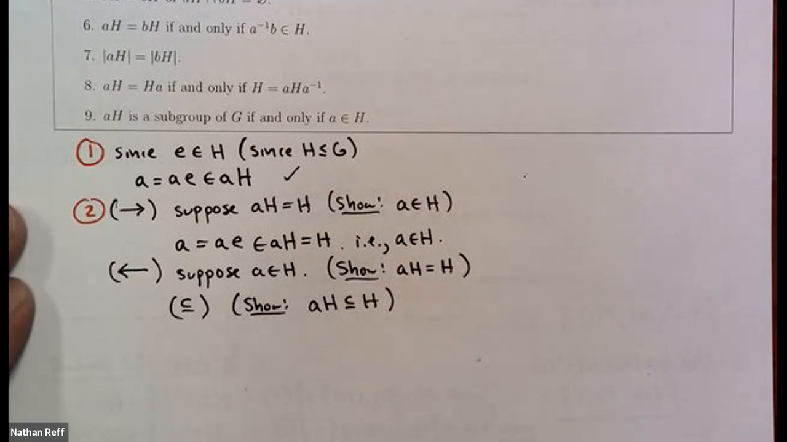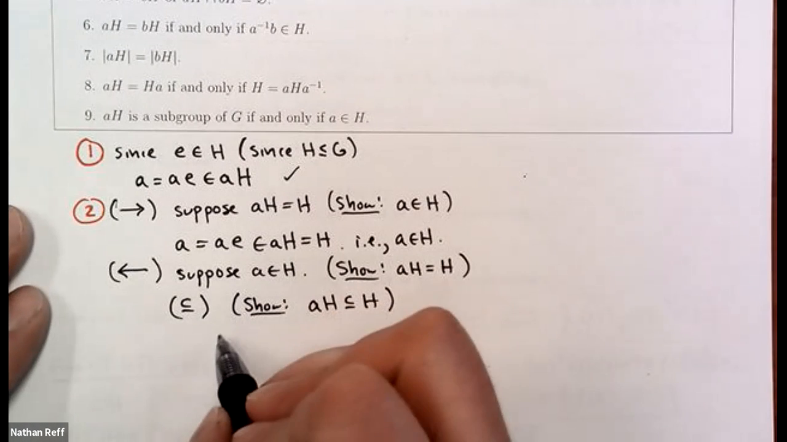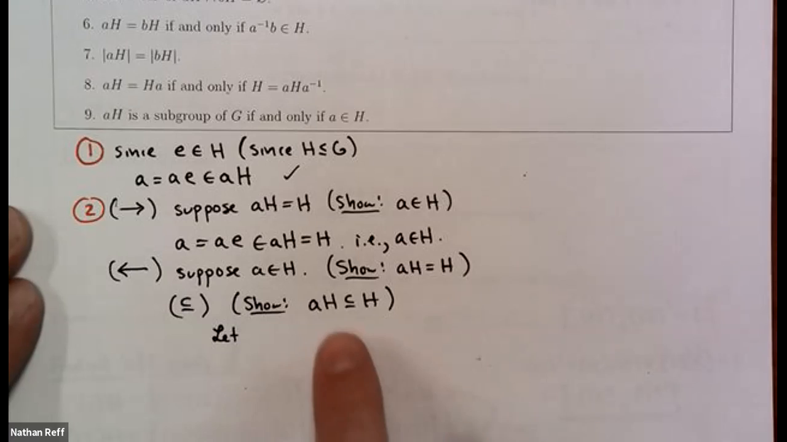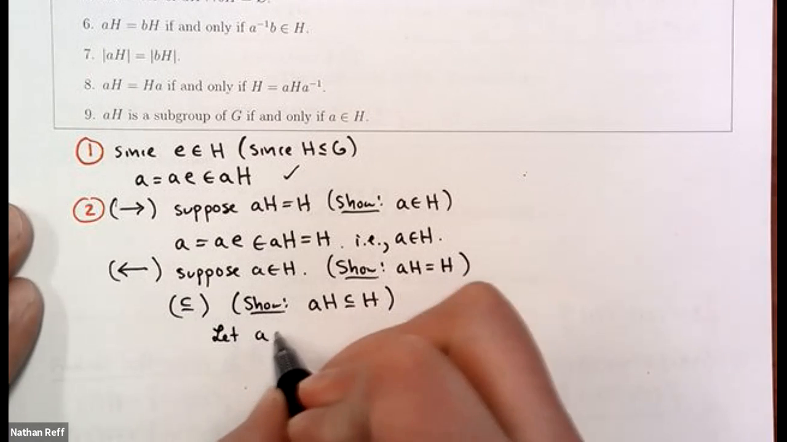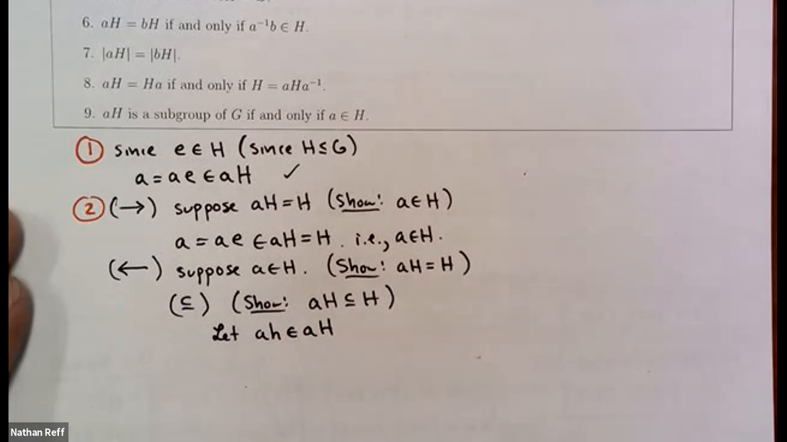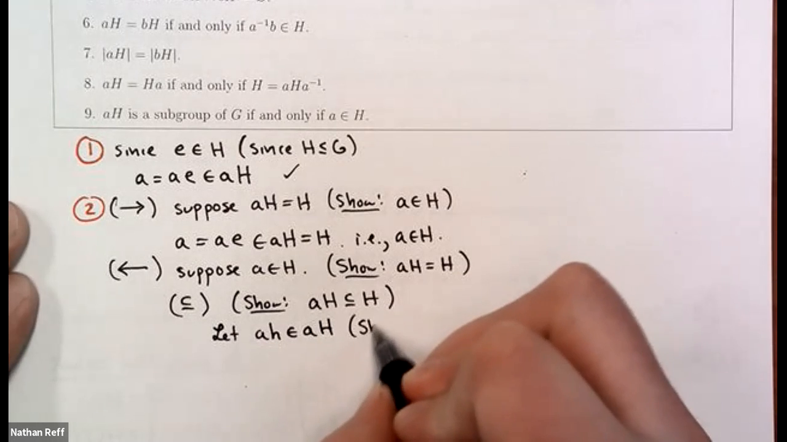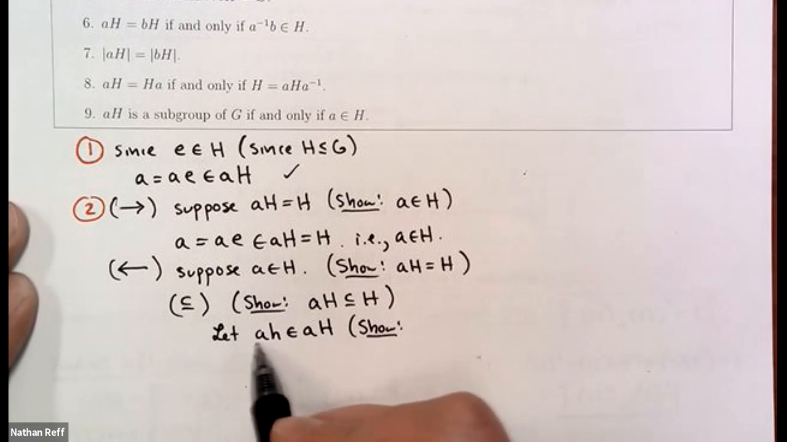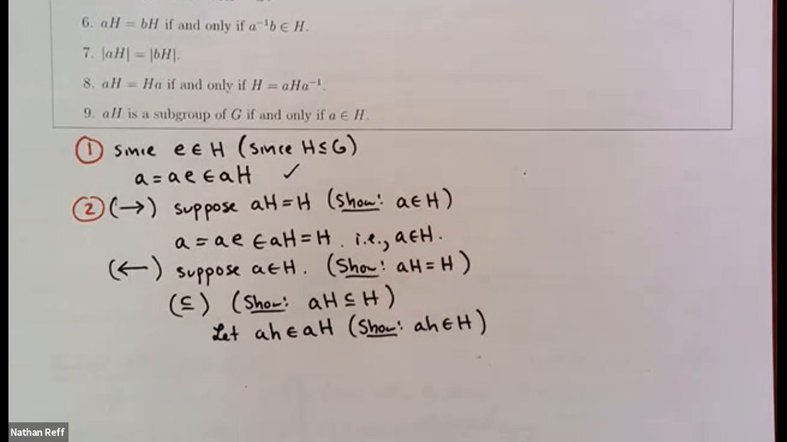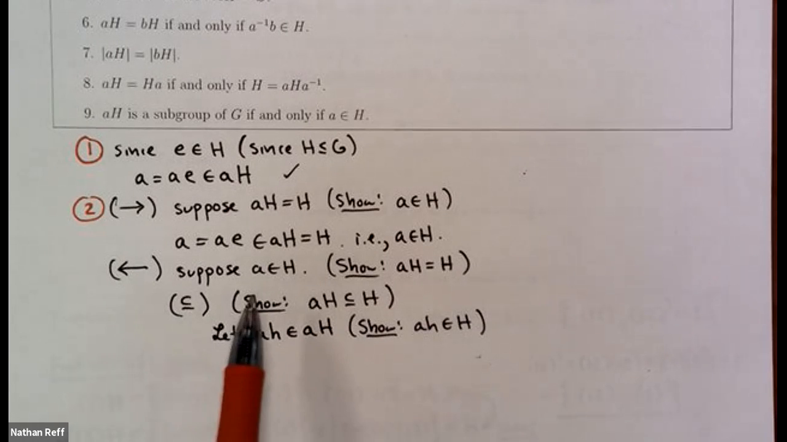What could we do? You could do this a couple different ways. One way is you could just start by saying, pick something in here. Let a times little h be in AH. And then what do you want to show? Now you want to show that this element is in big H. Now what do we have to work with? We have that A is in this subgroup, and we have that ah is in this coset.